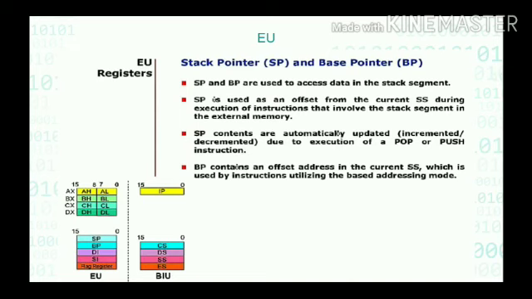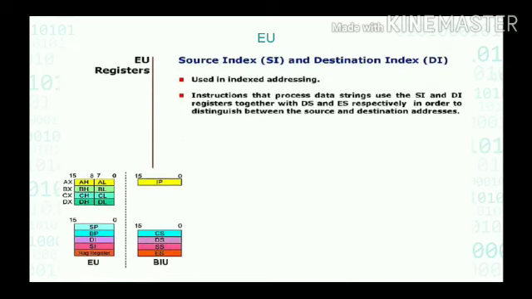Source index and destination index. It is used in indexed addressing. Instructions that process data strings use the SI and DI registers together with DS and ES respectively, in order to distinguish between the source and destination addresses.